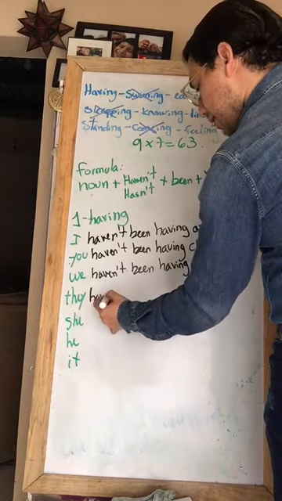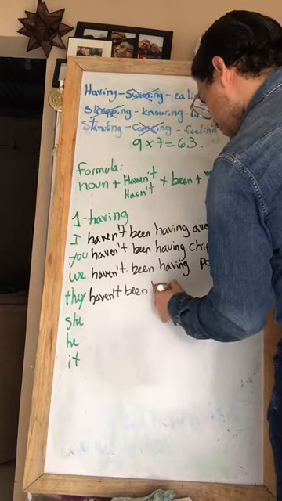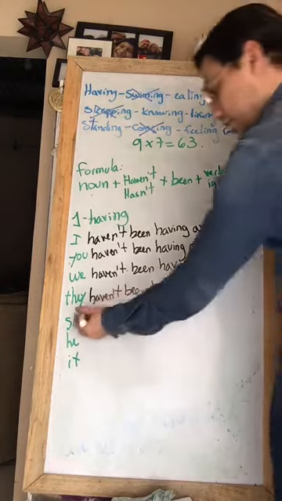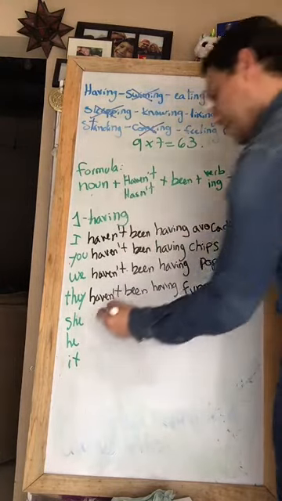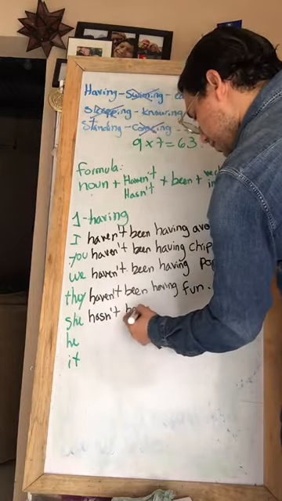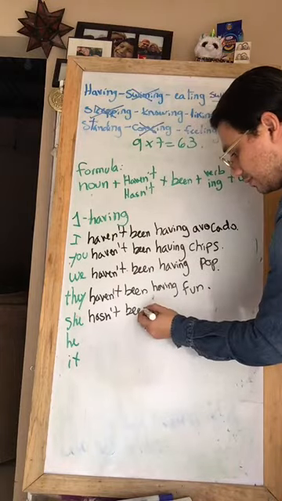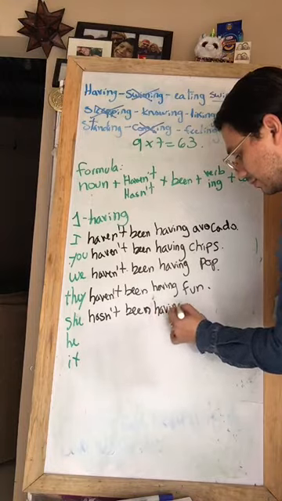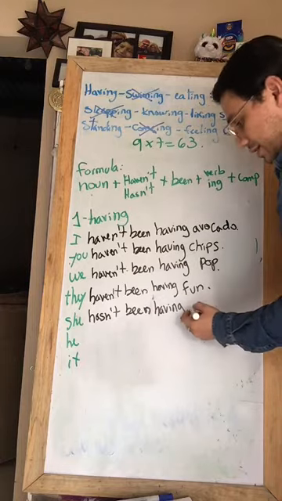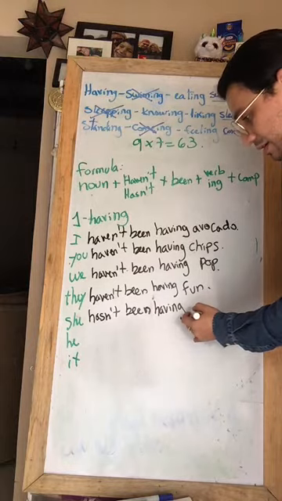They haven't been having fun. She, and finally we switch it to hasn't. She hasn't been having, she hasn't been having money.